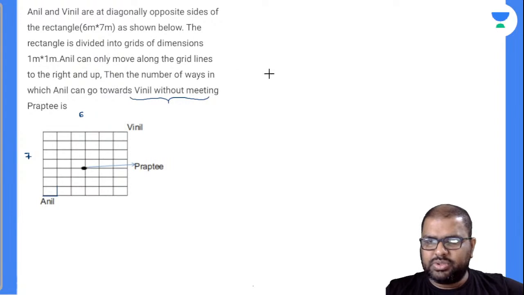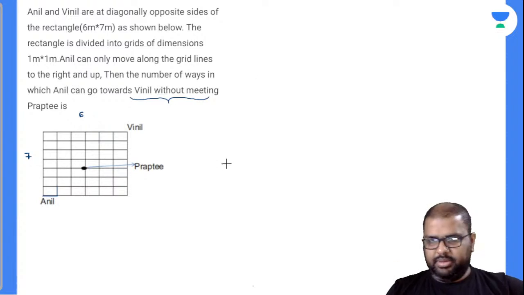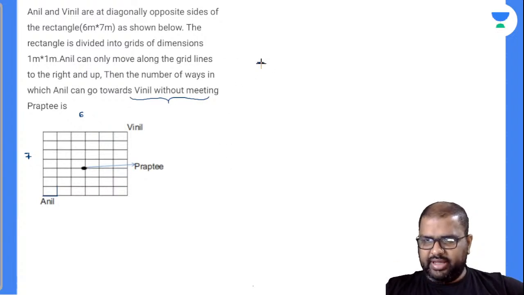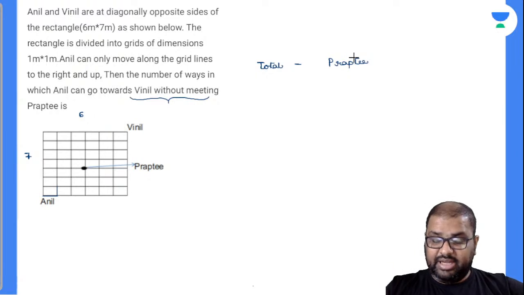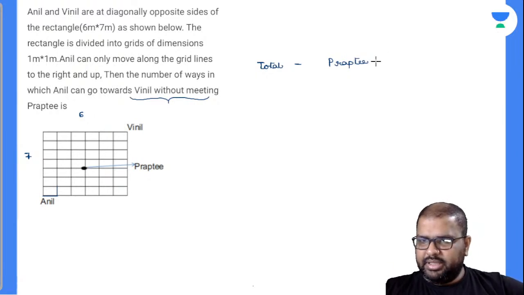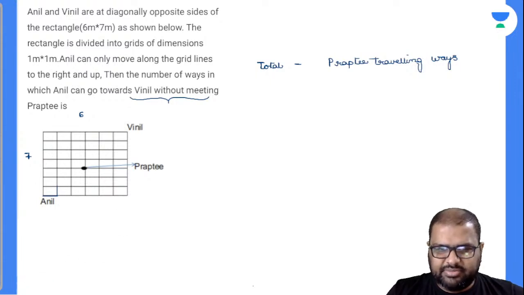First of all, I'll not go with the constructive approach. I'll go backward, from total ways. From the total, I will remove Prapti's moving ways, so automatically that will be the ways of Anil meeting Vinil without meeting Prapti. If I can remove Prapti's traveling ways from the total, I can find the ways of Anil meeting Vinil without meeting Prapti. First of all, let's find out the total there.